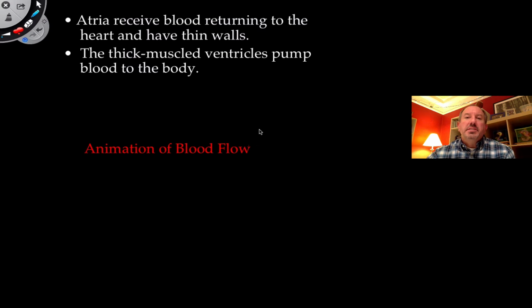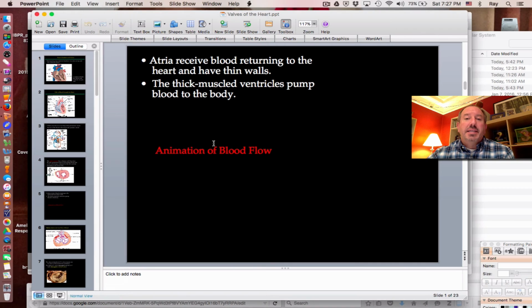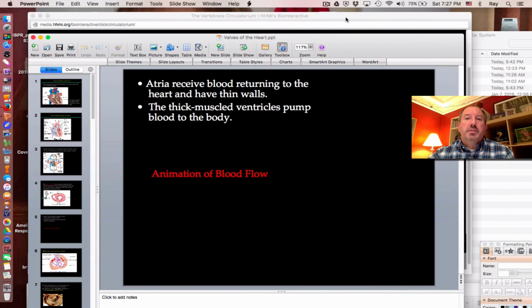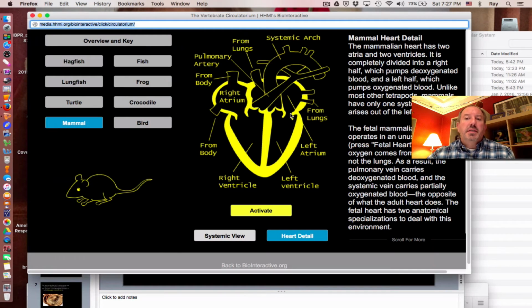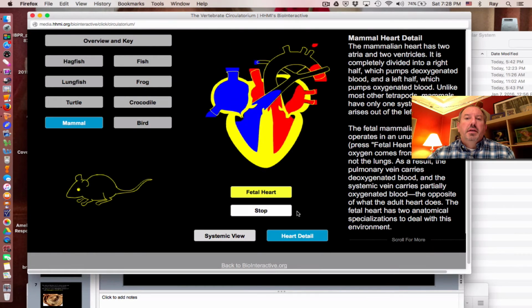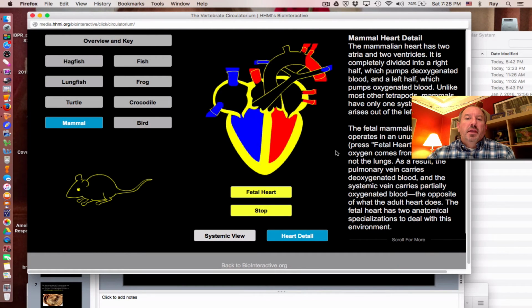Now, I mentioned that the atria receive blood and that the ventricles pump blood out. In order to fully grasp that concept, since it's happening simultaneously, I wanted to show you a little animation that we have here. Again, just to orient you, here are the atria on the top and here's the ventricle over here. Now, if I push this, take a look here.